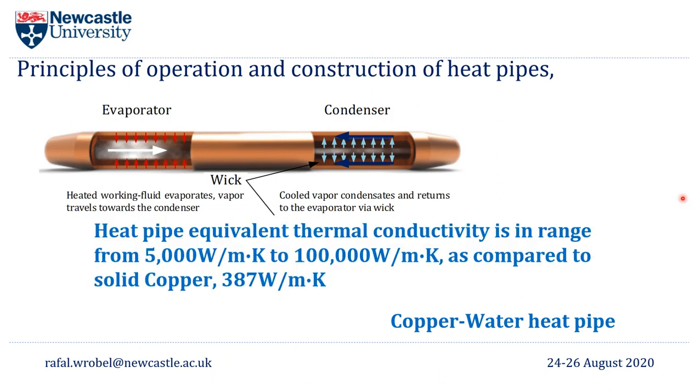When it comes to heat pipe equivalent thermal properties, they are very attractive, from 5,000 to 100,000 watts per meter Kelvin for long heat pipes. When comparing to solid copper, this is a relatively high number. When it comes to size, heat pipes can range from micrometers to 2 meters, when it comes to heat removal or thermal management in industrial processes.